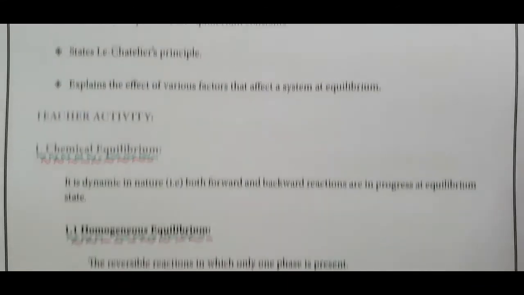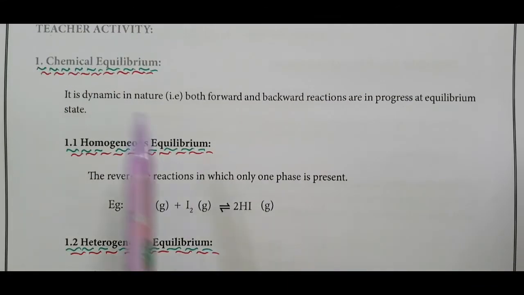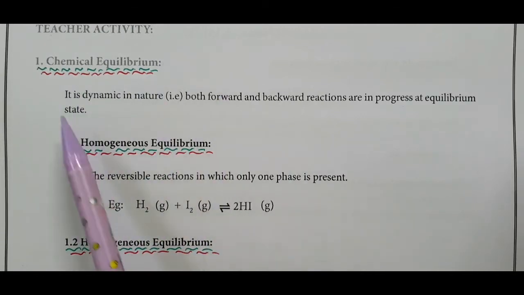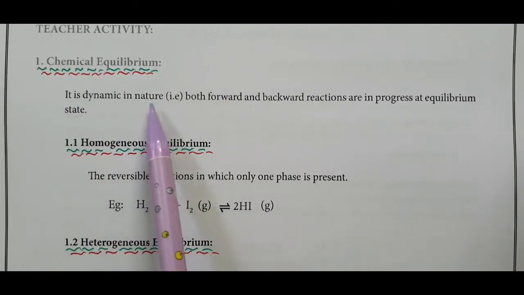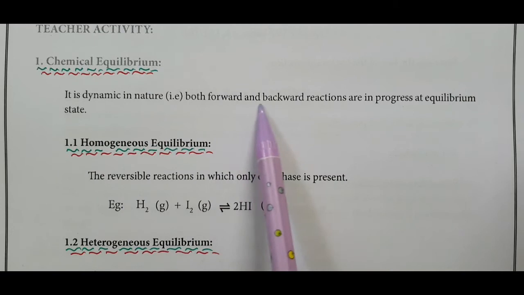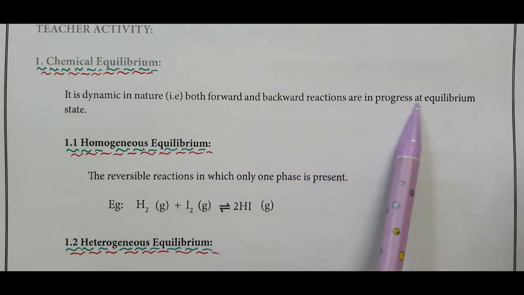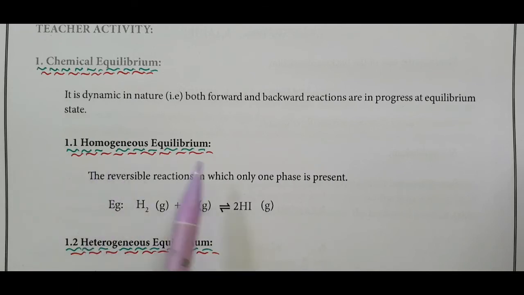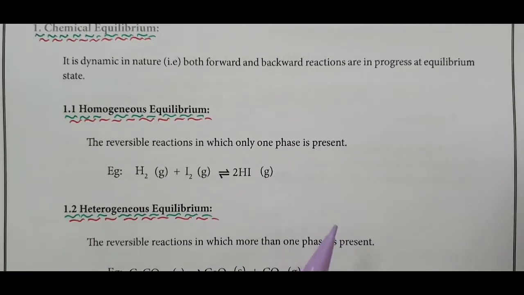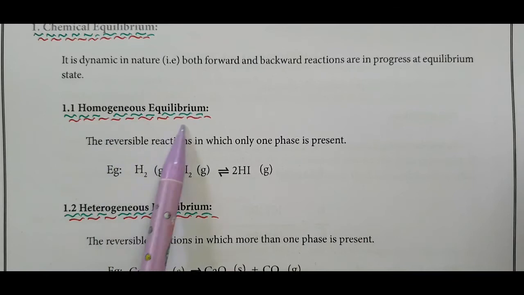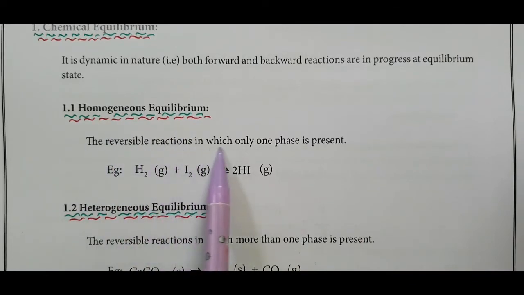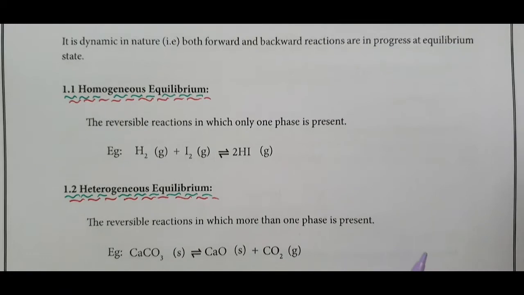One by one, we are going to discuss now chemical equilibrium. It is dynamic in nature, that is, both forward and backward reactions are in progress at equilibrium state. There are two types of equilibrium reaction. One is homogeneous equilibrium reaction, the reversible reactions in which only one phase is present: hydrogen gaseous state, iodine gaseous state, HI also in gaseous state.